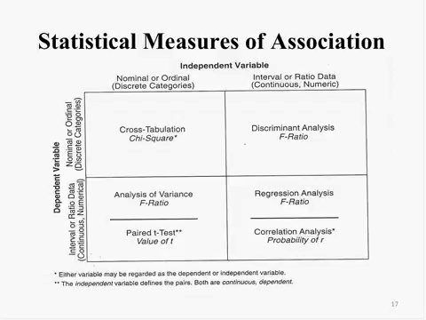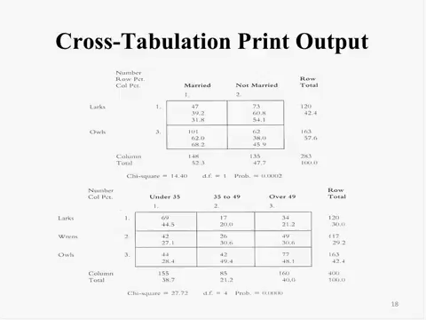Then we have, in slide number 18, a cross-tabulation print output. At the top of the chart, you can see that we've got two categories, married versus not married. And down the left side, it says larks versus owls. That could be, let's say, college-educated versus not college-educated. Or it could be persons in one socioeconomic class versus another socioeconomic class.